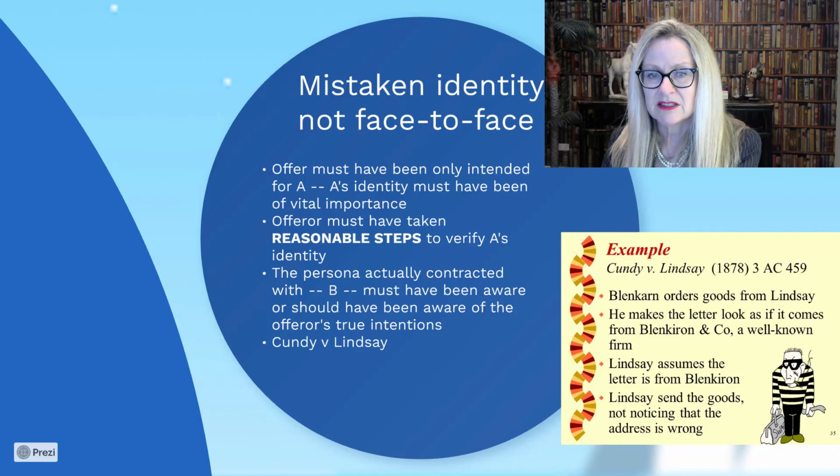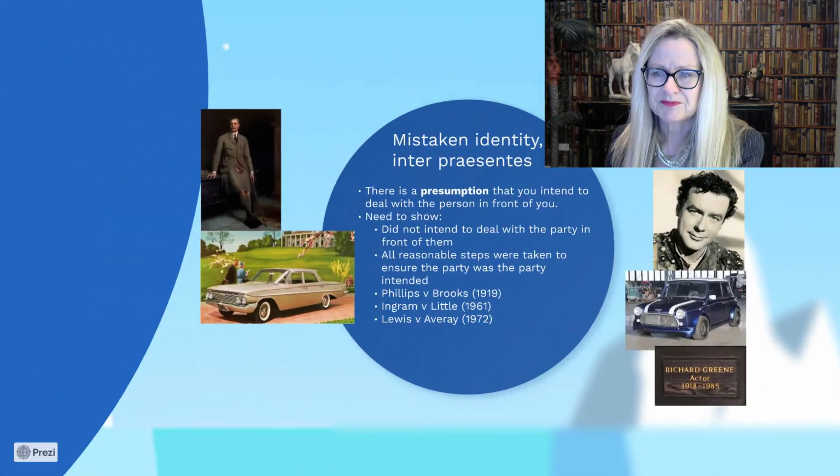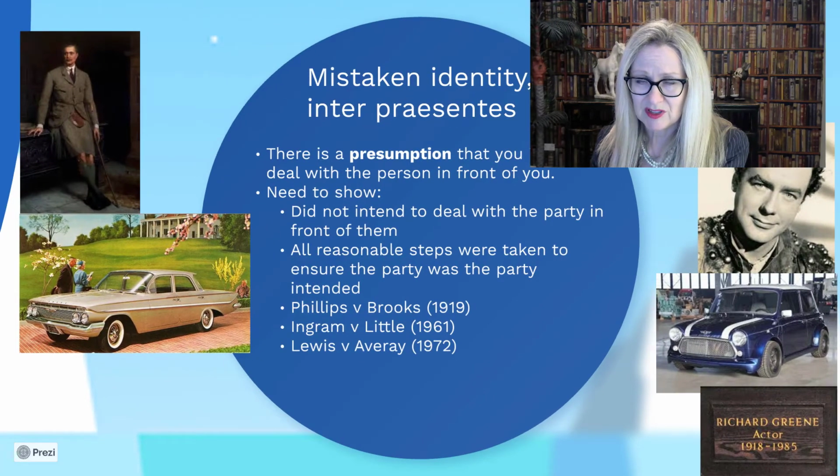Cundy and Lindsay is the case law there. Just a crook who wrote a letter and signed his name, which was Glenn Kahn, signed it to look like Blank Ron, and Blank Ron was a reputable dealer in goods. So successful argument there, the contract was void at common law. Inter presentes is a bit more exciting.